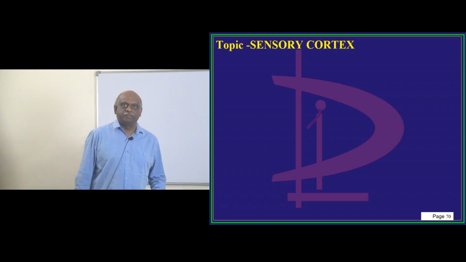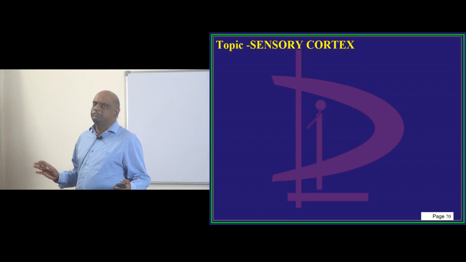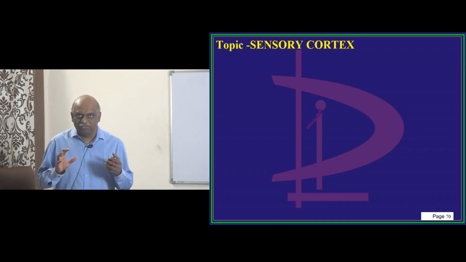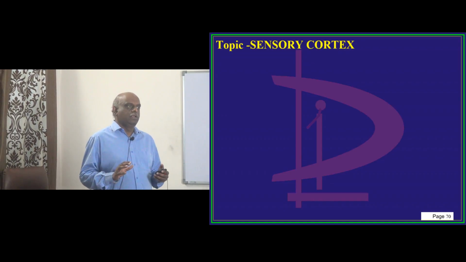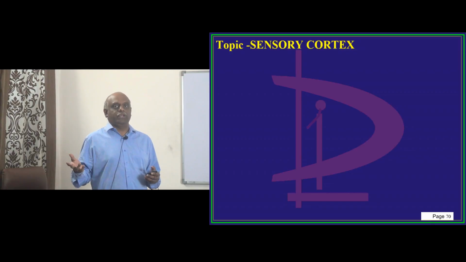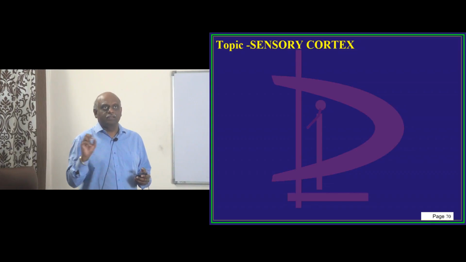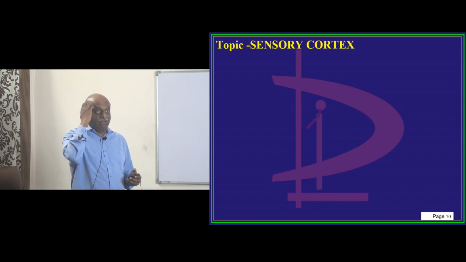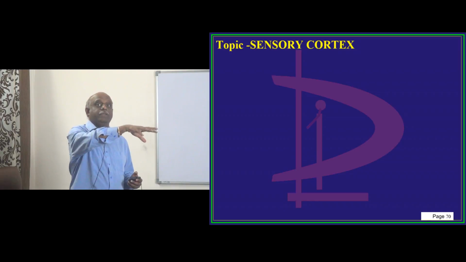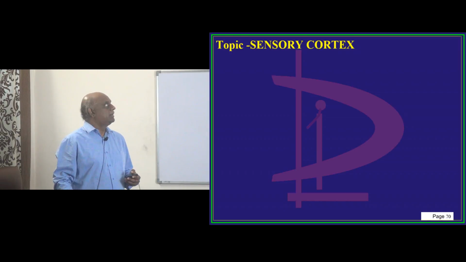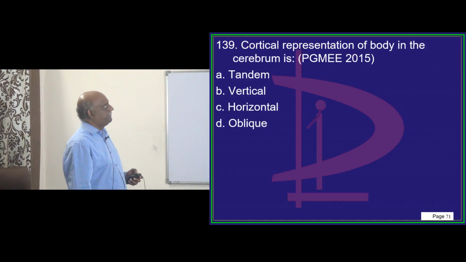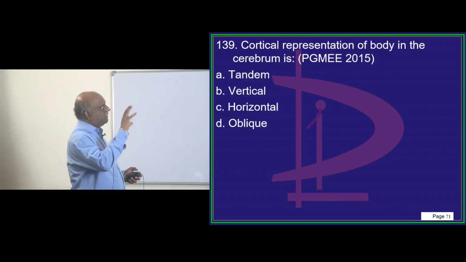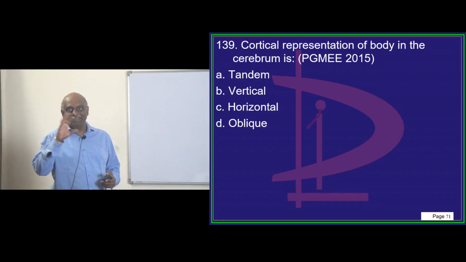Sensory cortex. Always neurophysiology. If your basic neurophysiology and neuroanatomy are strong, neurology becomes a cakewalk, and ultimately in the entrance exam there will be at least 8 to 9 questions that come from neurology, neurophysiology, neuropathology subdivision. Right? Now, sensory cortex. How is the cortical representation of the body in the cerebral cortex?